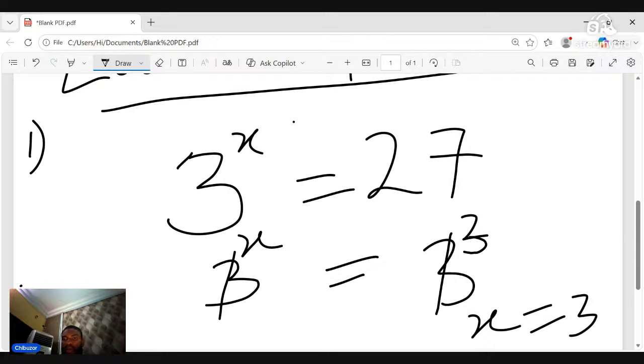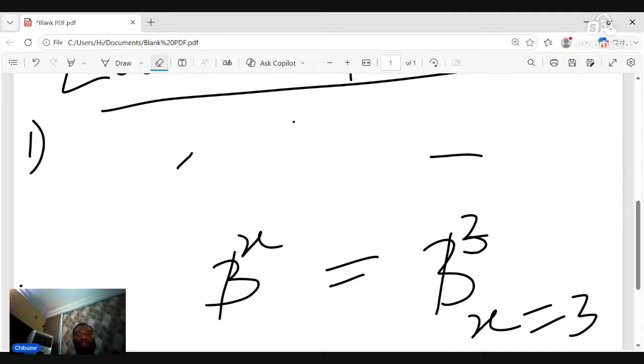Okay. What about law of indices? Someone is asking about law of indices. So if we are clear with the first type, we can go over to the second type.